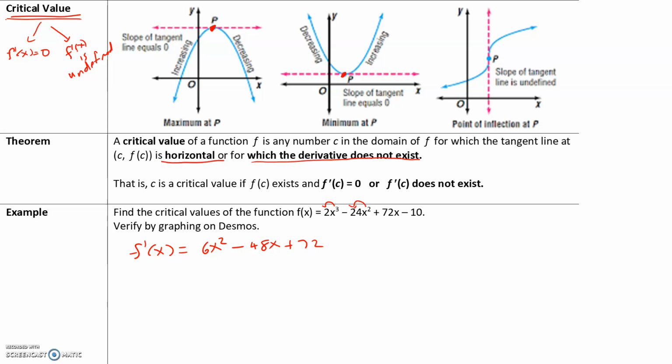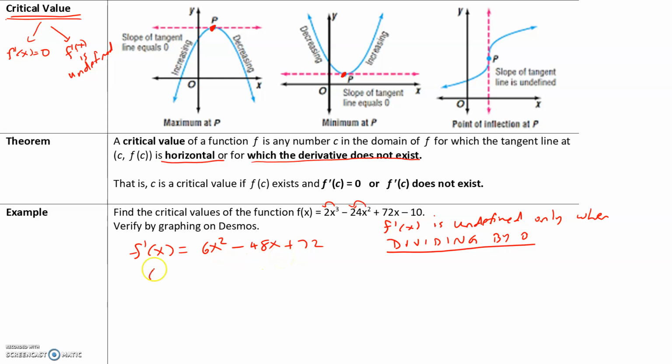The first derivative is undefined only if you're dividing by 0. So let me write that down. F of x is undefined only when dividing by 0, which basically means we need a variable on the denominator, which we don't have. If there's no variable on the denominator, then we can't divide by 0. So this cannot have an undefined value.